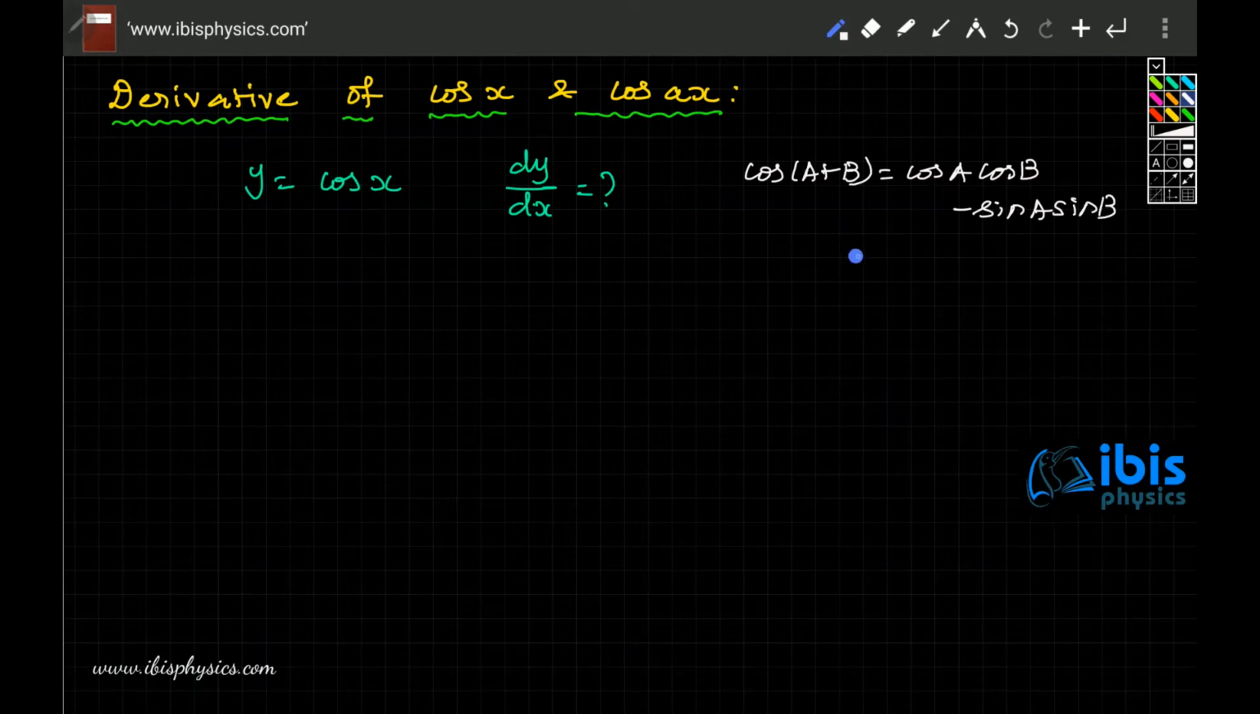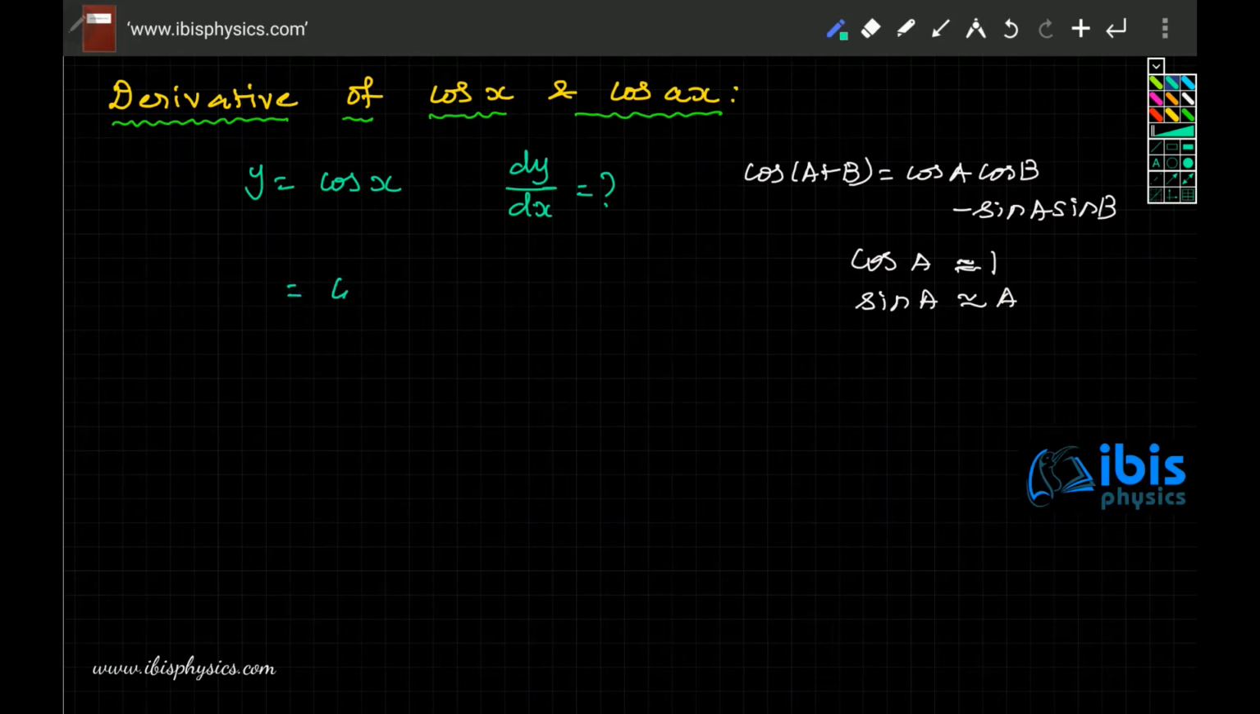The other thing is cos of a small value. If a is very small, cos a is 1, and if a is very small, sin a is a. These are two things that we should know to carry out this. Okay, if y equal to cos x, what is dy by dx?